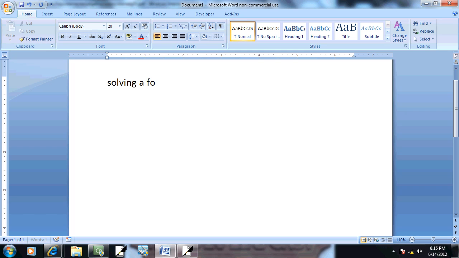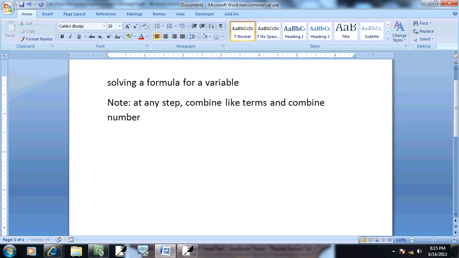So solving a formula for a variable. We have our note up at top. At any step, combine like terms and combine numbers. Step 1, get rid of parentheses. We do this via the distributive property. Step 2, get rid of fractions.